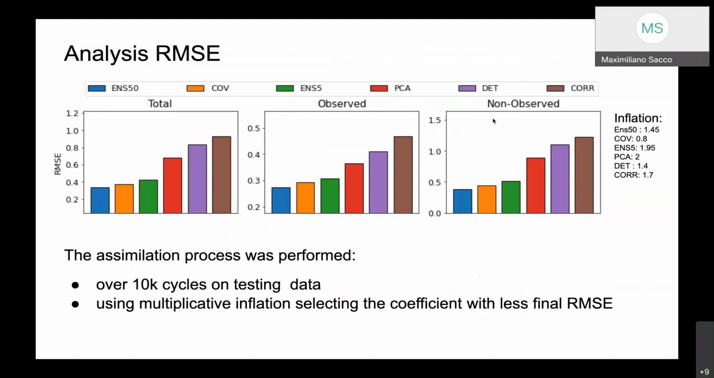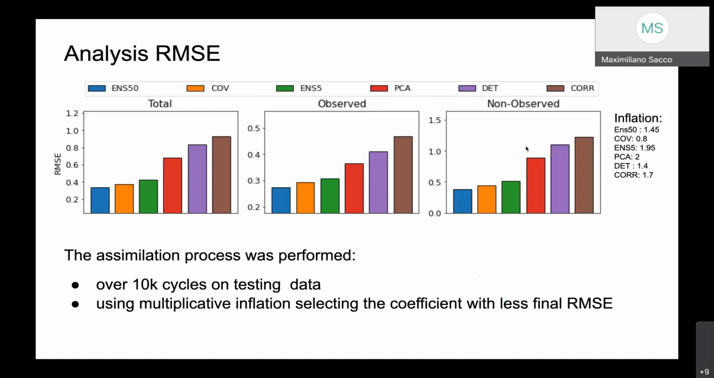Here, the figure shows the total error reached by each method over 10,000 cycles of assimilation. And also, we have distinguished the error in the observed variables and in the unobserved ones.